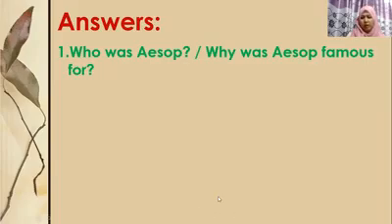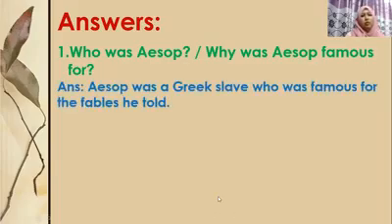So let's check the answer here. The answer should be: Aesop was a Greek slave who was famous for the fables he told. So, who was Aesop? Aesop was a Greek slave who was famous for what? He was famous for the fables he told. So, next question.